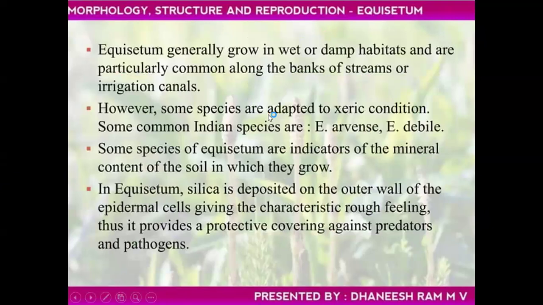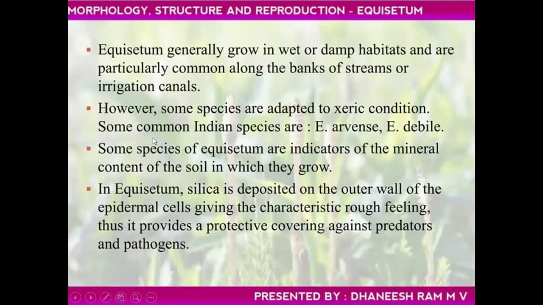Next, regarding habitat, Equisetum generally grows in wet and damp habitats, especially along the banks of rivers and canals. But some species of Equisetum are well known for growing in xerophytic conditions. Examples are Equisetum arvense and Equisetum debile, two plant species growing in xerophytic conditions.